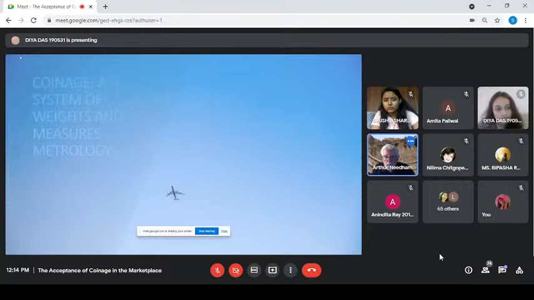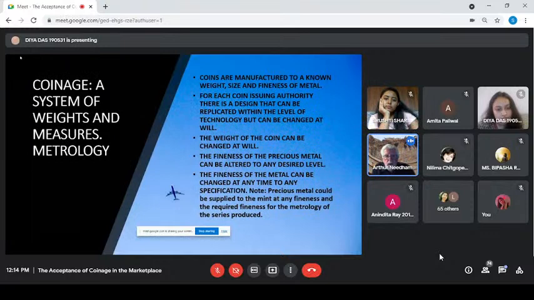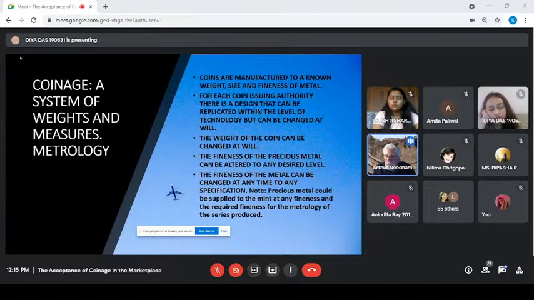Coinage, a system of weights and measures. It's called metrology. So in modern days, we use paper money and we use coins. In India, you use a rupee coin, a 5-rupee coin, and they're what's called fiat money. Often the value of the metal isn't anything near what is stamped on it. However, back in the good old days of hand-struck coins before we had machines or molded coins, coins are manufactured to a known weight, size, and fineness of metal.